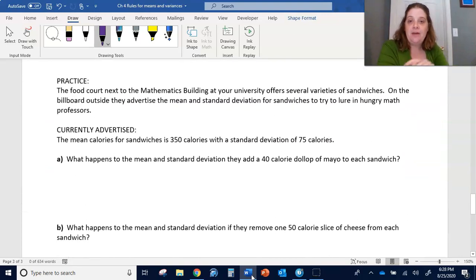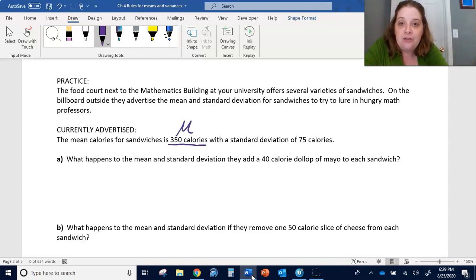All right, so the food court next to the mathematics building at your university offers several varieties of sandwich. On the billboard outside, they advertise the mean and standard deviations for sandwiches to try to lure in hungry math professors. The mean calories for the sandwich is 350 calories. There's our mean, with a standard deviation of 75 calories. There's our standard deviation.